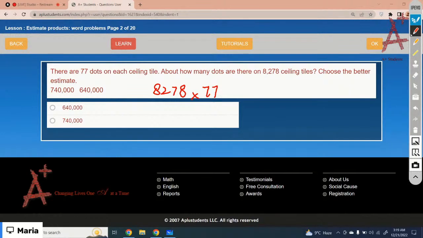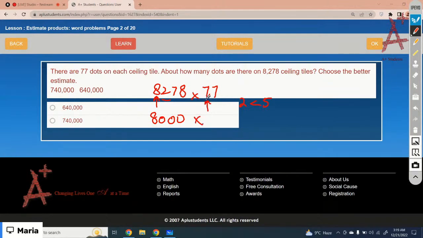You have to round off both the numbers first, and then you have to multiply. So this digit is rounded off to the nearest thousand. Got it? It is at the thousands position, and the digit right next to 8 is 2. You have to compare the digit to 5. So 2 is less than 5. Got it? So you have to round on the same thousand. So it would be 8,000.